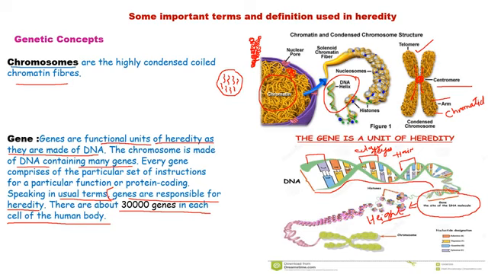So we came to know that a chromosome is made up of chromatin fibers, and chromatin fibers are made up of DNA, and on DNA we have genes which are responsible for a particular type of trait. So this is a little story about the chromosomes, genes and DNA.